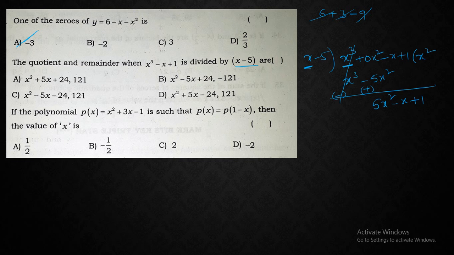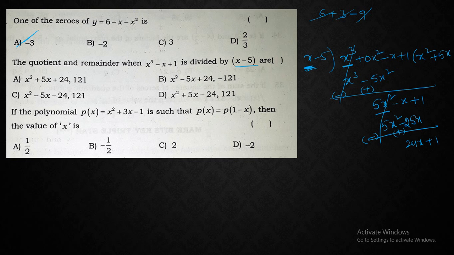5x square minus x plus 1. Next, what do we have here? 5x square is there, here x is there. If I want to make x into 5x square, then I need to multiply by 5x. x into 5x is 5x square. Next, minus 5 into 5x is minus 25x. When I simplify, this is minus, this is plus. So 25x minus x is 24x plus 1.